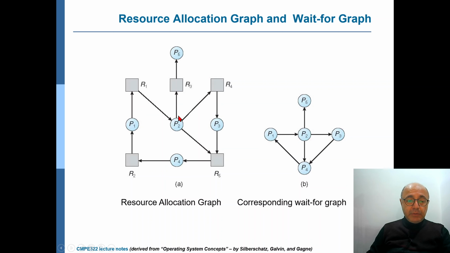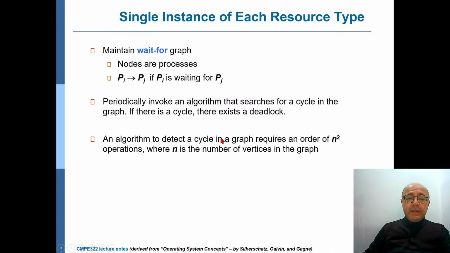Similarly, P2 is also waiting for P5, as you can see here. P1 is waiting for P2. P4 is waiting for P1. P4 is assigned R5, which is being waited for both by P2 and P3. Therefore, both P2 and P3 wait for P4. So in the wait-for graphs, we have only the processes and there are the wait links between the processes. If Pi is waiting for Pj, then we have this arrow.